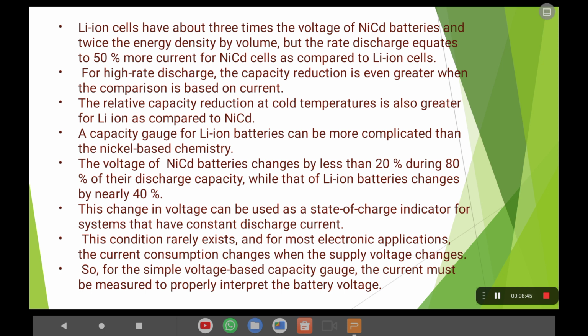Okay, so these are some of the differences between lithium ion batteries and nickel cadmium batteries.